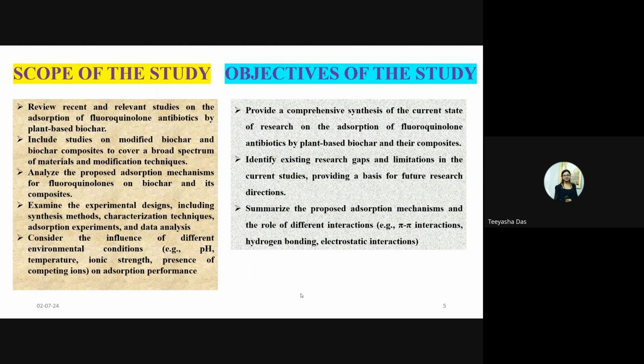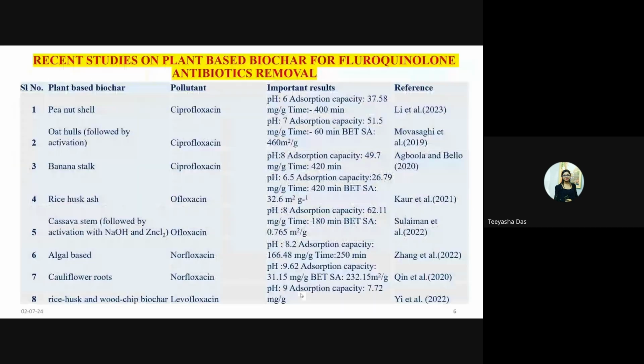Moving on to the objectives, it provides a comprehensive synthesis of the current state of research on the adsorption of these antibiotics by plant-based biochar and their composites, identify existing research gaps and limitations in the current studies, providing a basis for future directions, then summarize the proposed adsorption mechanisms and the role of different interactions, for example, pi-pi interaction, hydrogen bonding, and electrostatic interactions.